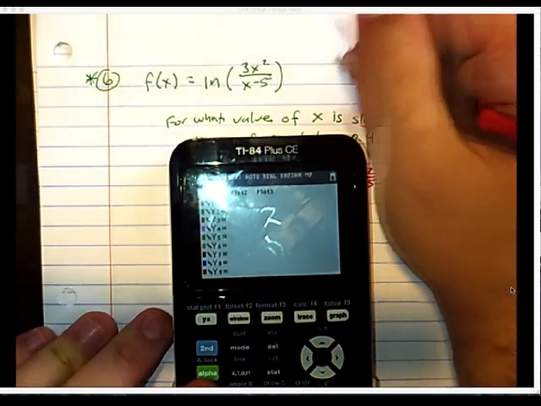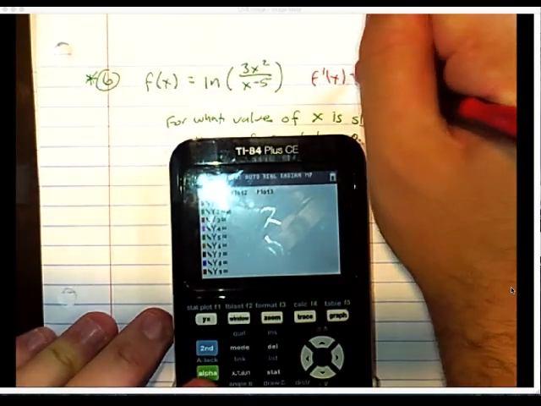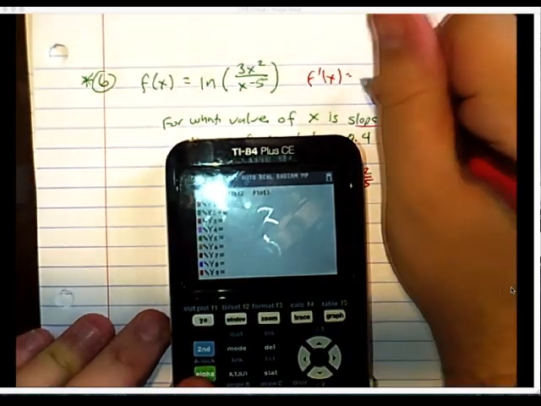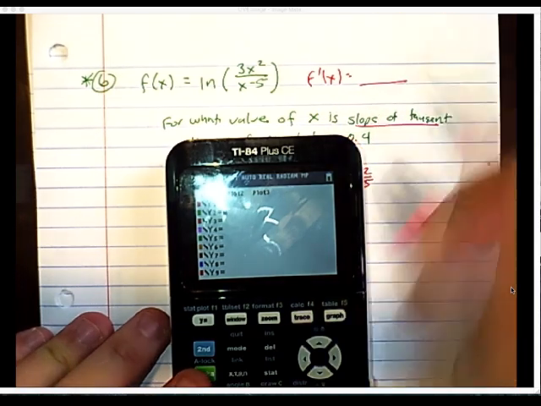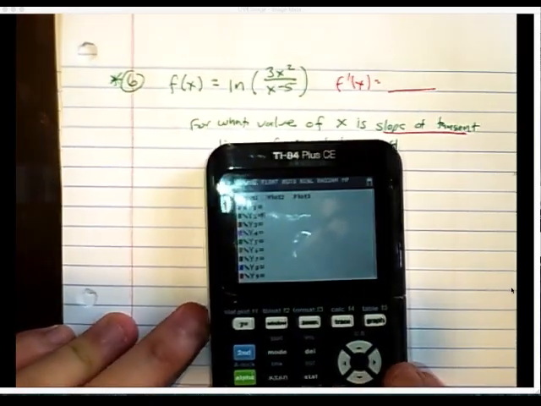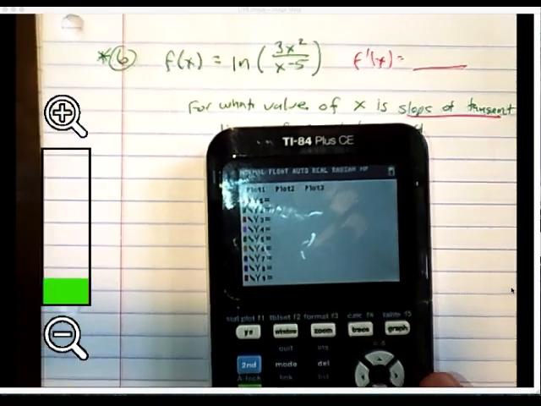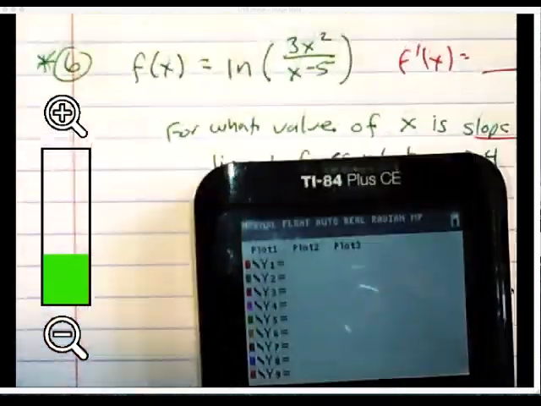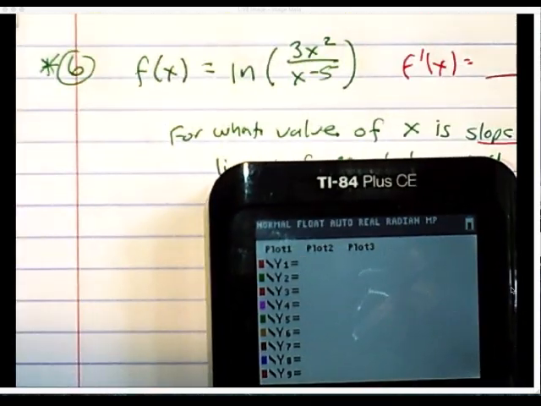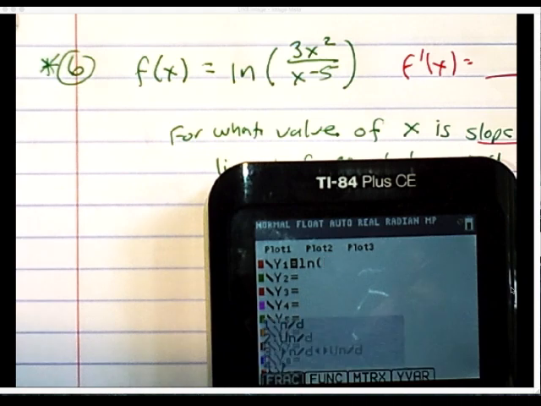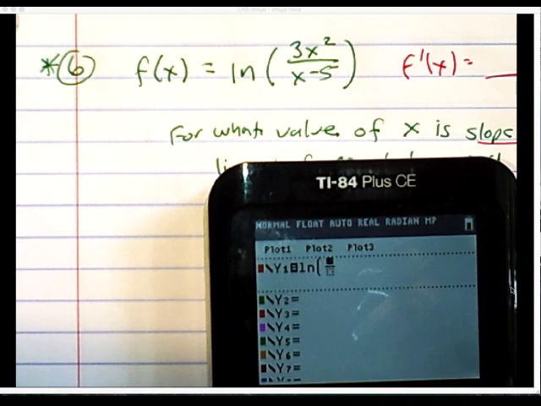You could work out the derivative. If you want to spend a lot of time working out the derivative, you could. But there's an easier way to do it. So what I'm going to do in my calculator, I'm going to put the original function into y1. So the original function is natural log of the fraction 3x squared over x minus 5.